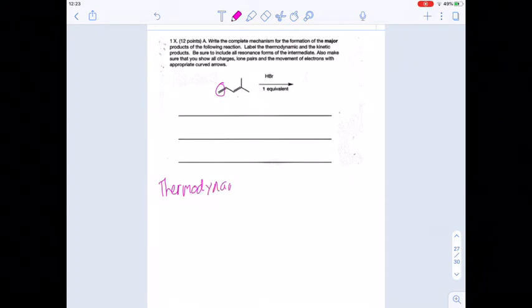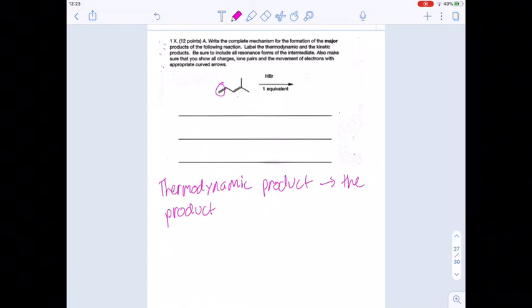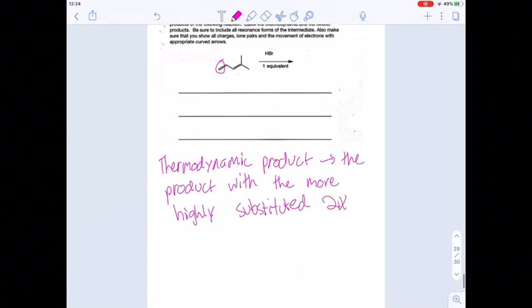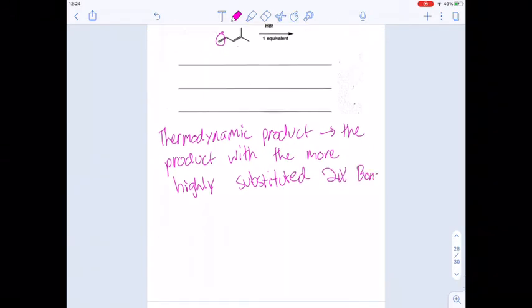Okay, so now we can actually start the real mechanism. Really quickly before we do this, because they're going to ask you which one is the kinetic and the thermodynamic product most of the time, the thermodynamic product is going to be the product with the more highly substituted double bond.